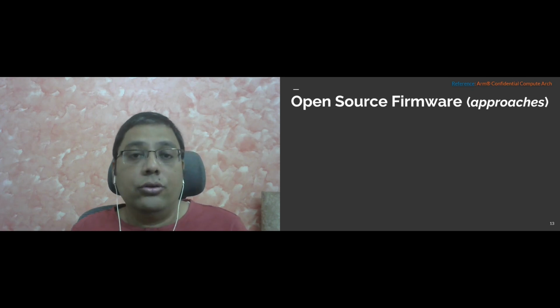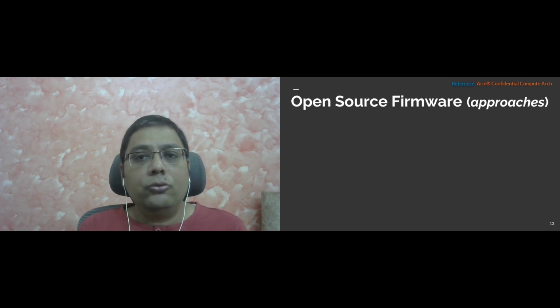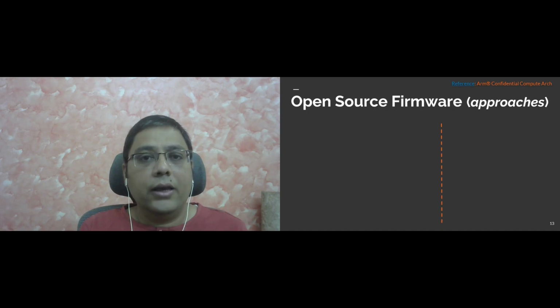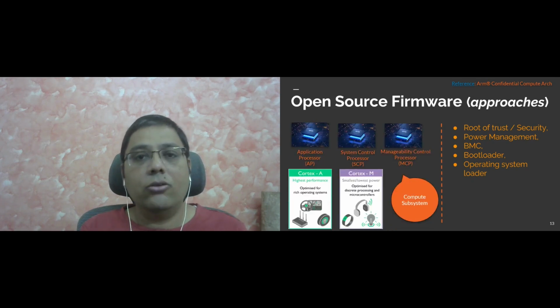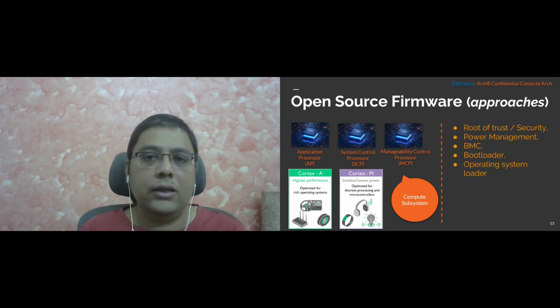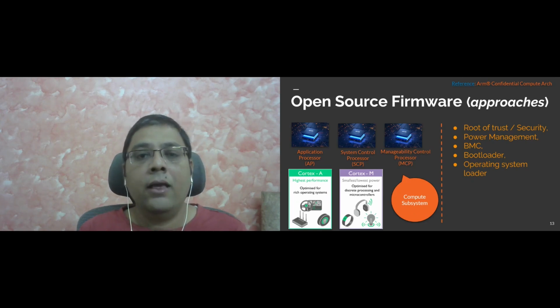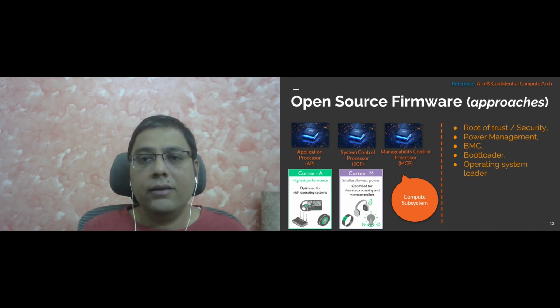Okay, so let's go through the open source firmware approaches that we can take for the compute subsystem. Remember that we had discussed earlier that the compute subsystem mainly consists of the application processor and some dedicated co-processors like the SCP or MCP. On the right hand side, we can see the set of features that we have already talked about in the previous slides that a compute subsystem would normally support.